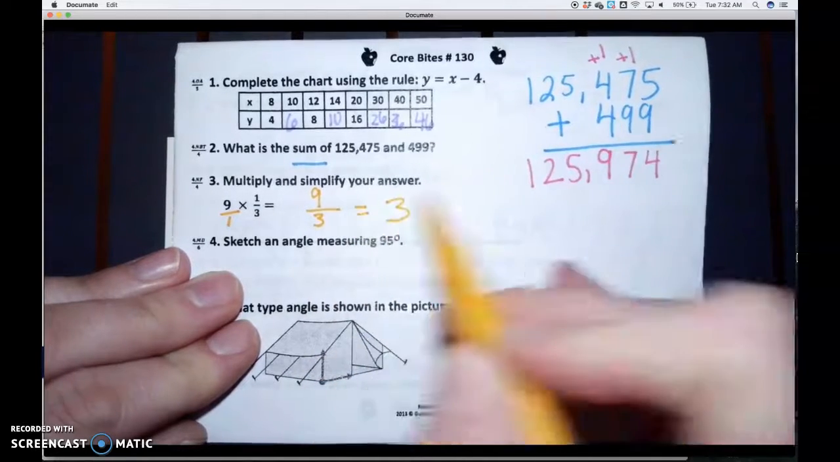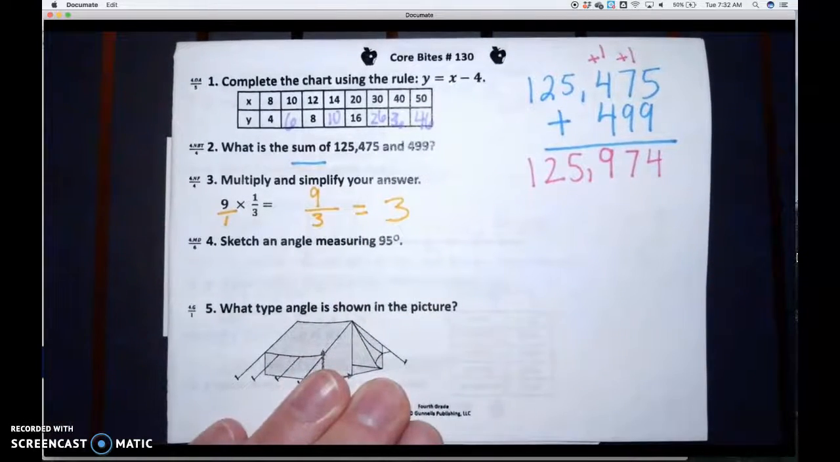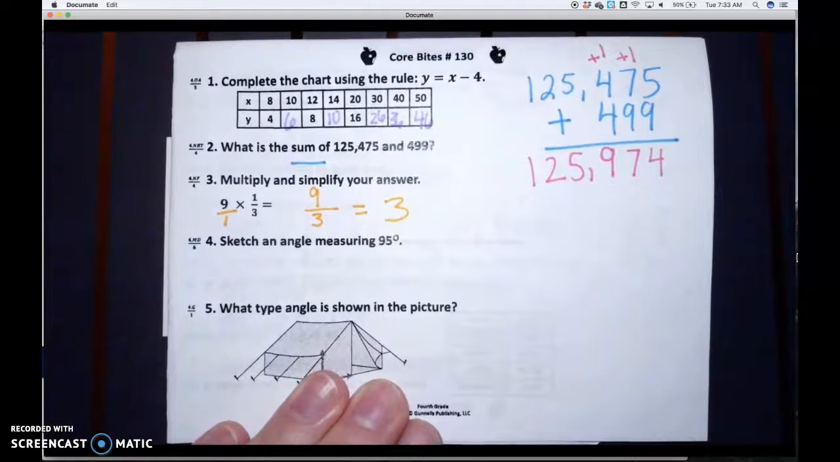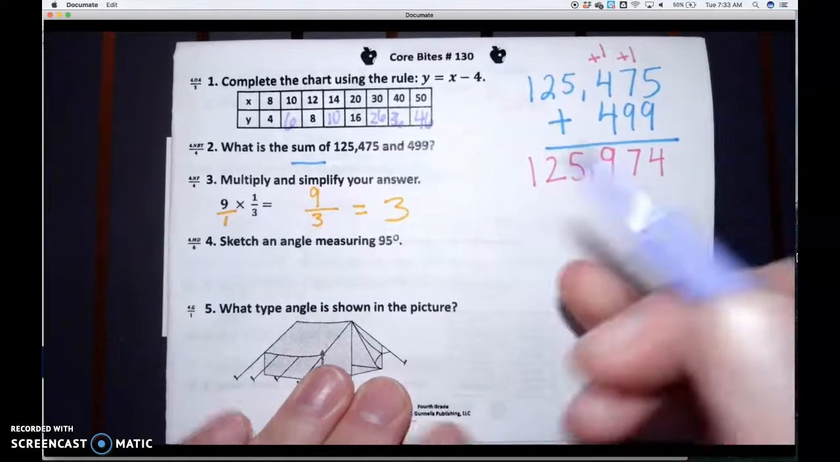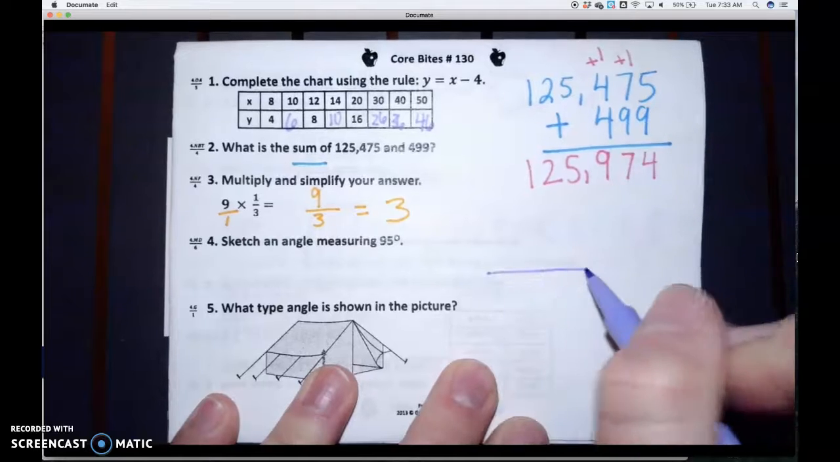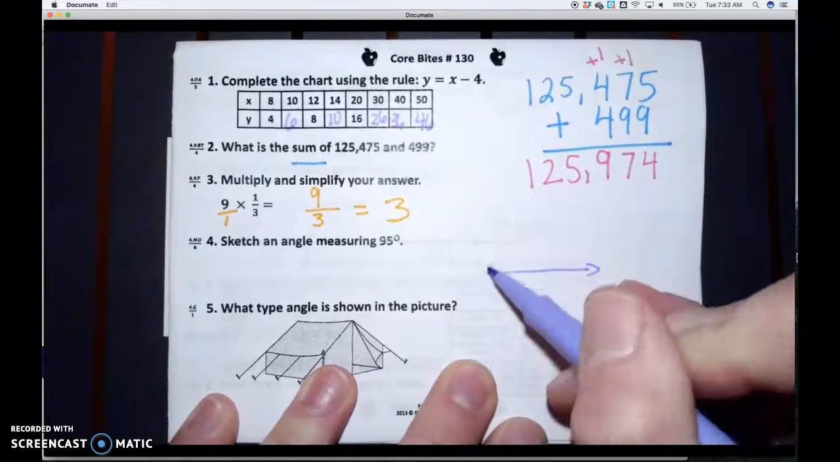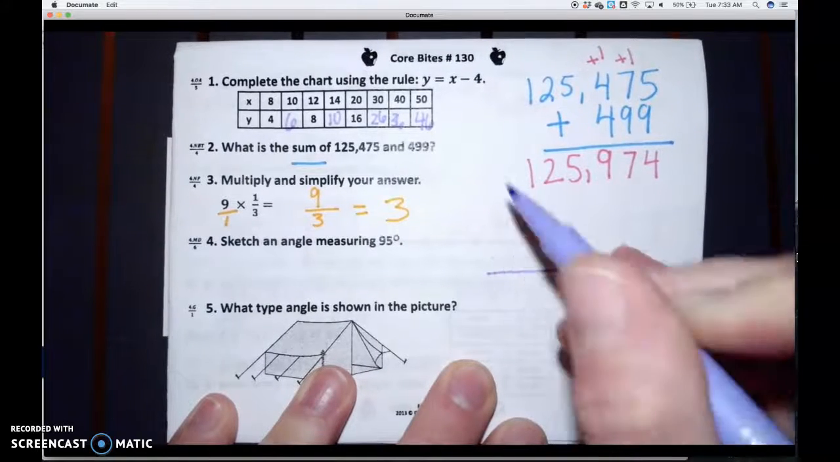Okay? We're going to try to sketch an angle for the next one. So let's see. It says sketch an angle measuring 95 degrees. So if we know that 90 degrees is a right angle, which would be straight up, and it'd have that little block right here, so it's going to be a little bit past that, about right there. Okay?